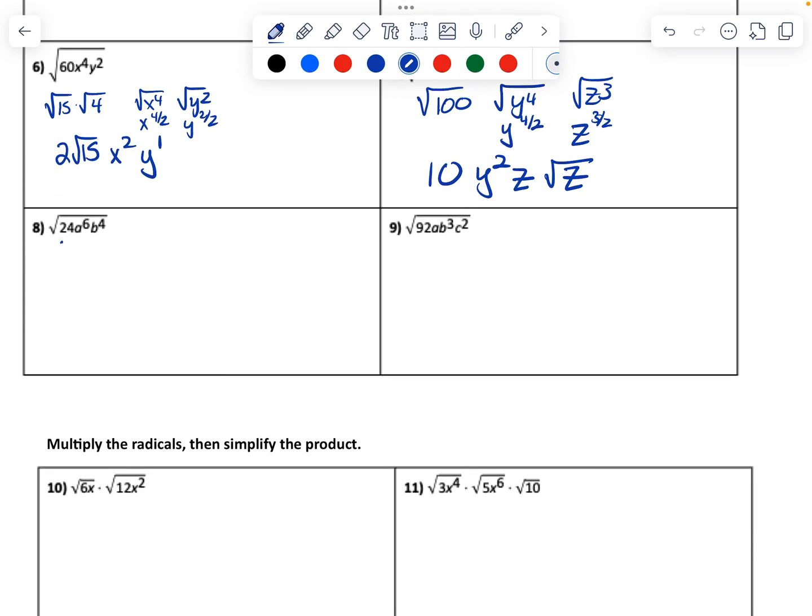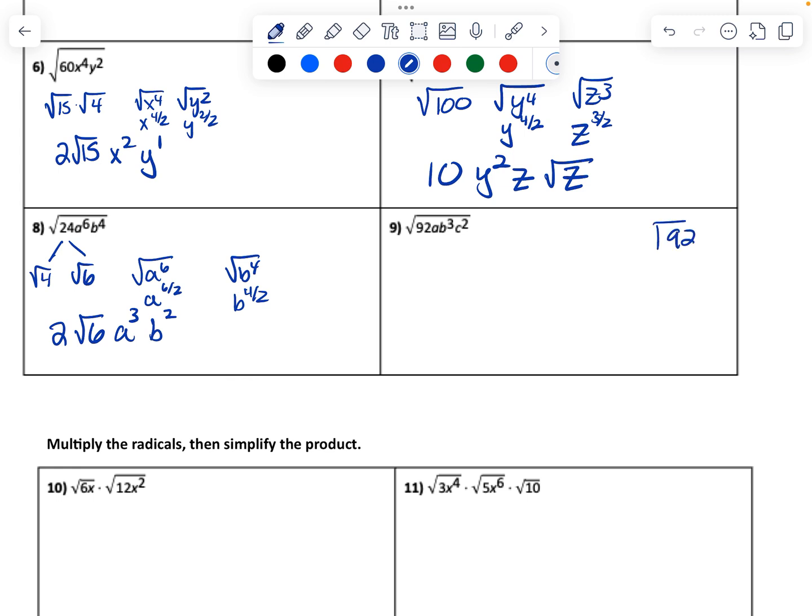Square root of 24. So that's the square root of 4 times the square root of 6 times the square root of a to the 6th times the square root of b to the 4th. So this is 2 square root of 6. This is a to the 6 over 2. So that's 3. And this would be b to the 4 over 2. So that's 2.